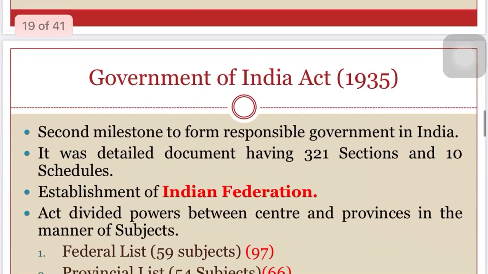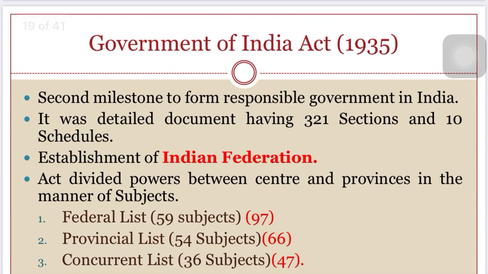Now we start the Government of India Act 1935. It was the second milestone in forming responsible government in India, the first being 1919. It was a detailed document having 321 sections and 10 schedules, which established the Indian federation.